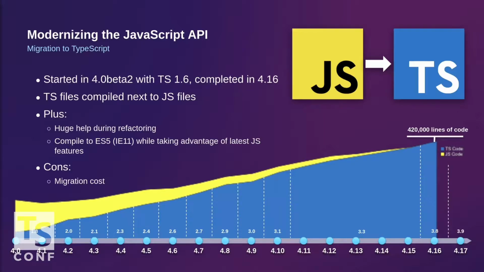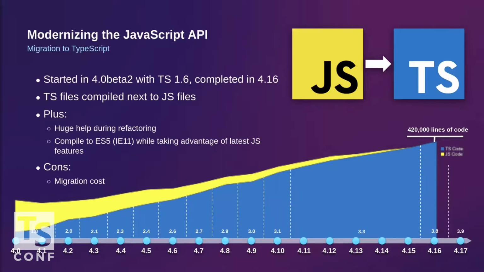Another huge plus for us is that we have historically had to support Internet Explorer 11. So we can compile down to ES5 and still take advantage of a lot of the latest JavaScript features that are out there. We can use various polyfills or let TSLib inject what it needs when we build from TypeScript. So it's really just a huge benefit. We're really big fans of TypeScript, and we've had quite a joy using it.